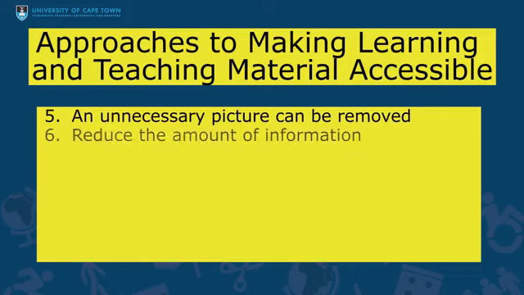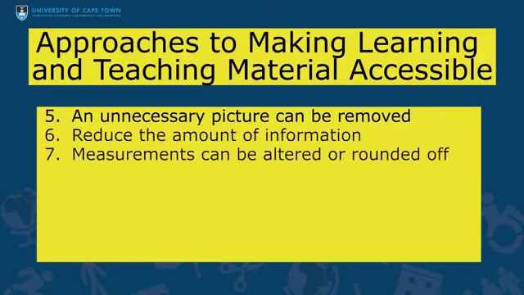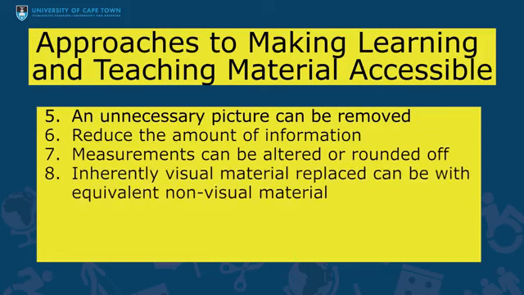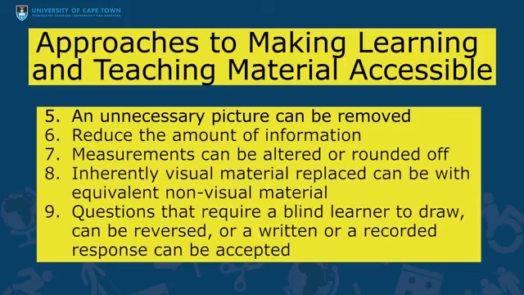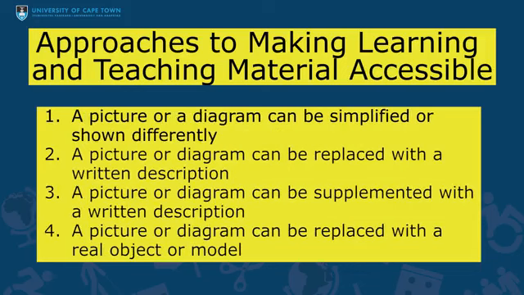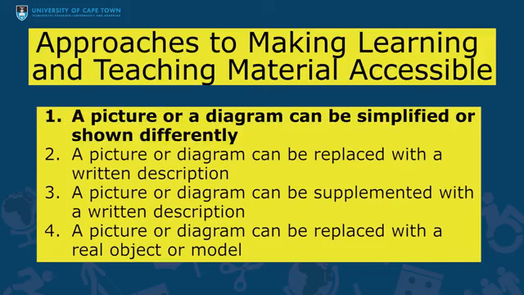We can reduce the amount of information. Measurements can be altered or rounded off. Inherently visual material can be replaced with equivalent non-visual material. And questions that require a blind learner to draw can be reversed, or a written or recorded response can be accepted. In this video, I will cover the first 4 approaches, and in the video that follows, I will share 5 more approaches. Let's look at the first approach, a picture or diagram simplified or shown differently.